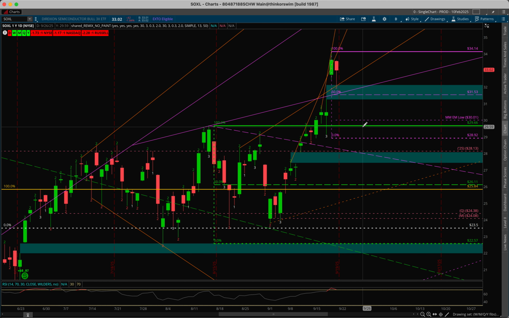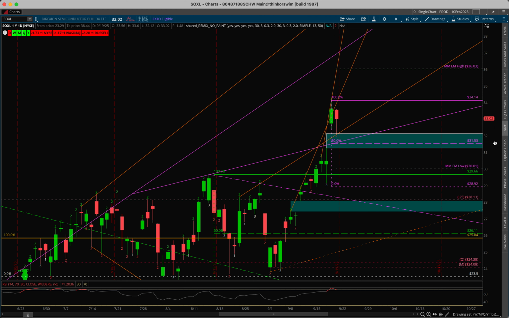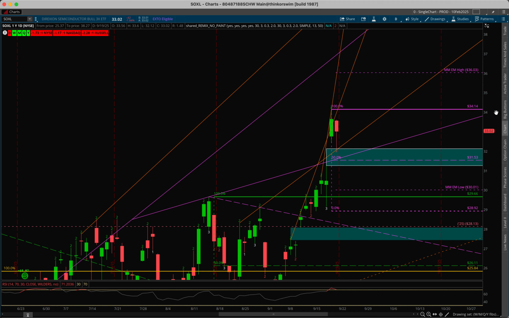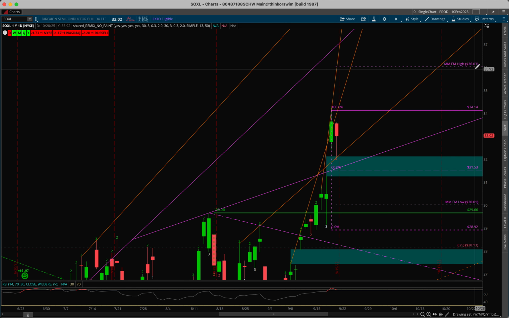But we do have the last month's high that will be sitting here as support, right? This was previous resistance. If you can turn previous resistance into support, that strengthens the argument for the uptrend. Now we've got the market maker's expected move high and low marked out here at 36.03 and 30.01.